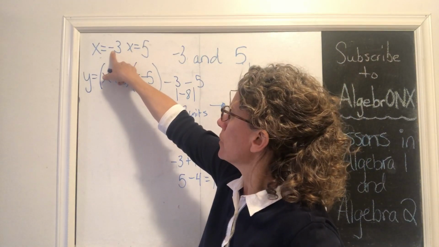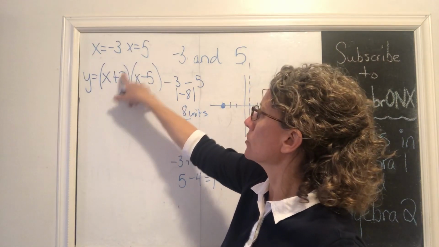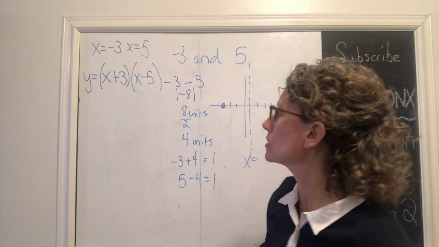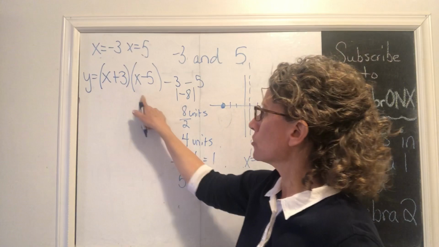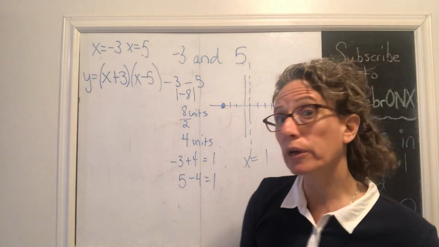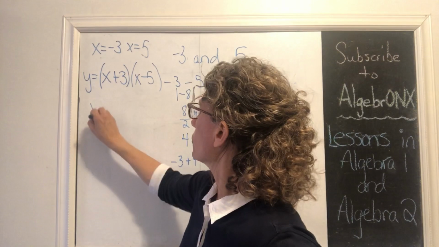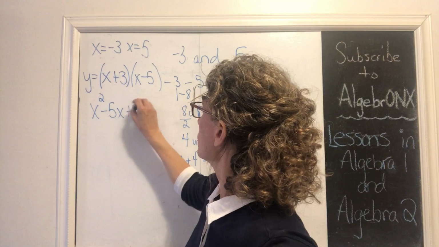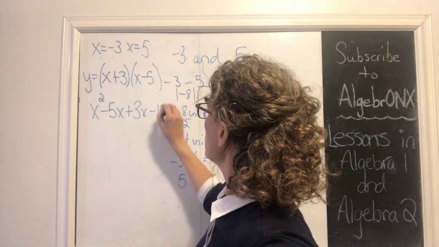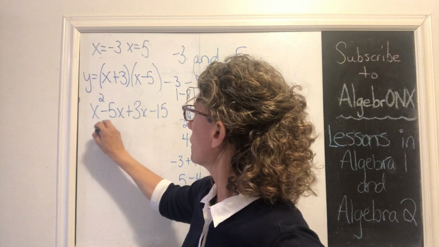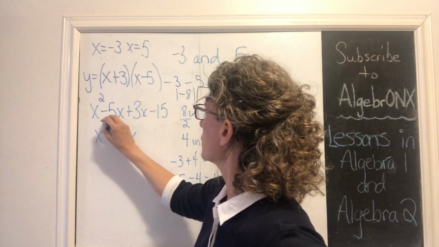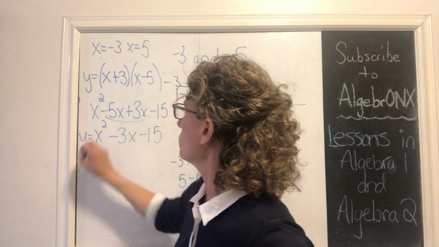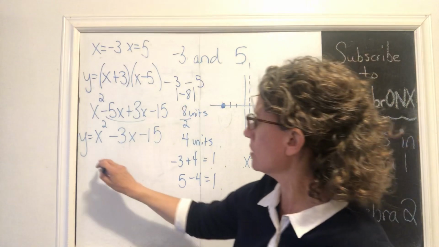So the 0, -3, the factor is x plus 3. The 0, +5, the factor is x minus 5. Just remember, it changes signs. Now if I use my double distributive method or box or FOIL, you take your first times your first, minus your 5x, I'm double distributing, plus 3x, minus 15. Then I'm going to clean that function out, adding those middle two like terms. And now that is my function, y equals x squared minus 3x minus 15.